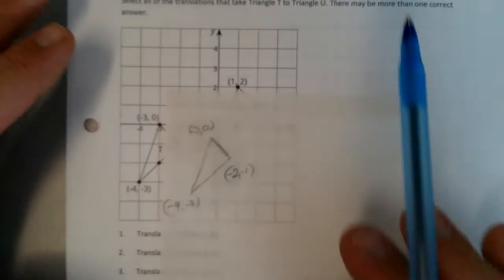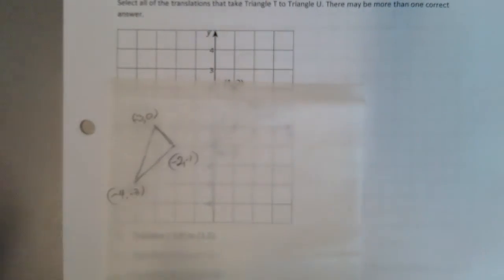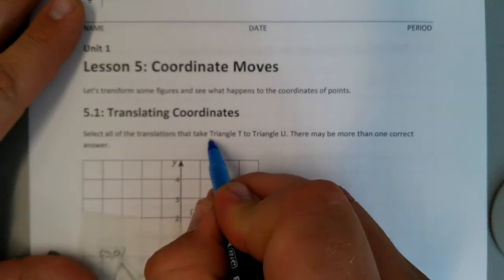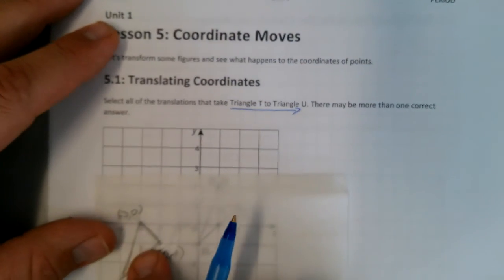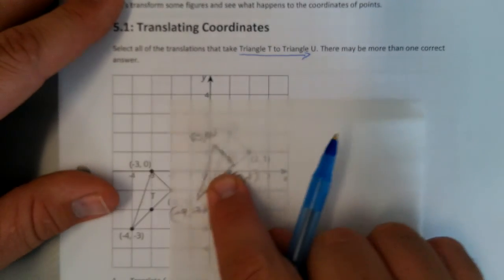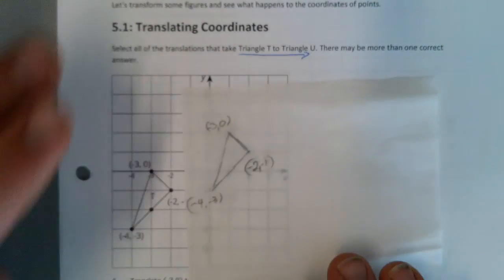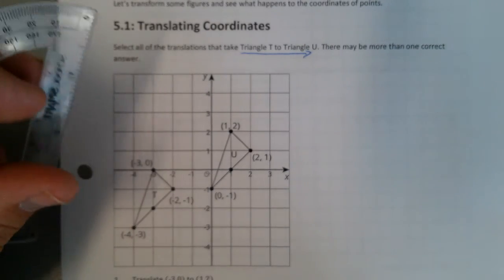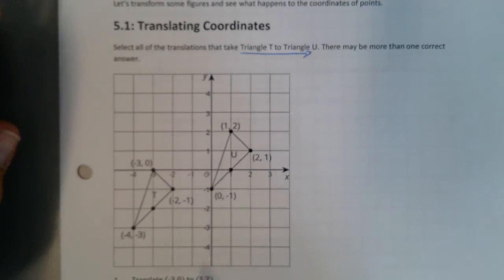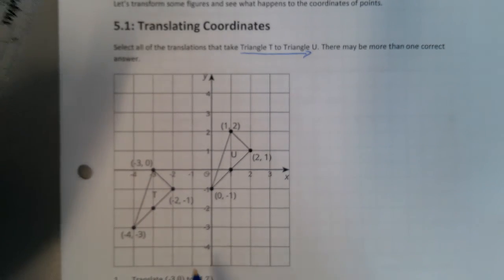What that means is that every move that is true has to be in that order. It has to be able to take this triangle T to triangle U. As we look at this, I'm going to draw the vectors from one point to another to see if that really happens. This first one: translate point -3, 0 to 1, 2.